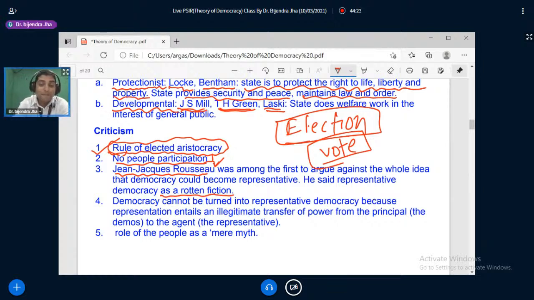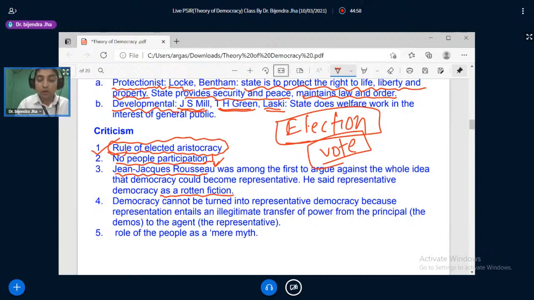क्या बोला उन्होंने? जीन जैक्स रूसो ने, रूसो को हम लोगों ने पढ़ा है, राइट? सो रूसो ने क्या बोला कि रिप्रेजेंटेटिव डेमोक्रेसी इज अ रोटन फिक्शन. ओके, नाउ कम टू द अनदर क्रिटिसिज्म. क्योंकि ये मेजर फॉर्म ऑफ डेमोक्रेसी है तो इसके बहुत सारे क्रिटिसिज्म हैं, राइट? क्योंकि अभी भी हर जगह आपको यही डेमोक्रेसी मिलेगा, रिप्रेजेंटेटिव डेमोक्रेसी, राइट?